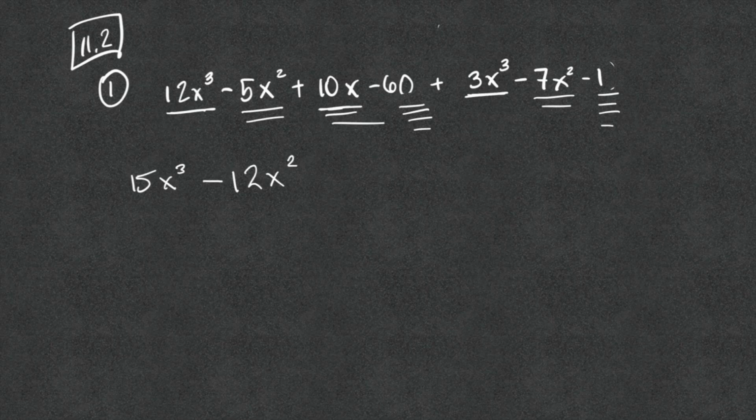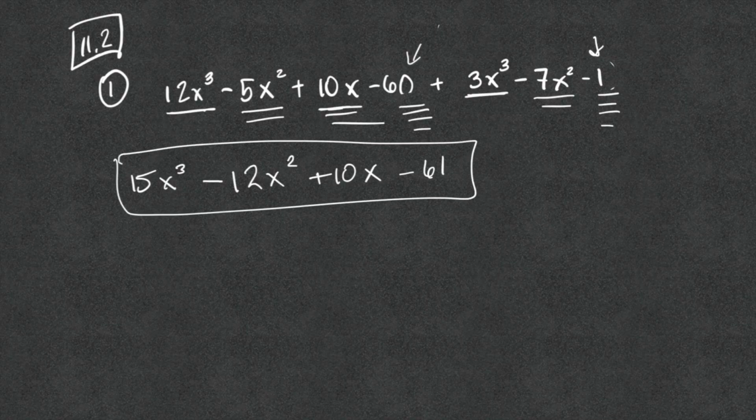Okay, now the coefficient for x with no exponent is 10, and we don't have anything else with the x value not raised to any power, so we'll just write the 10x. And then we have our constant values here. We have a negative 60 minus the 1, leaves us with a negative 61. That is the addition of these two polynomials.